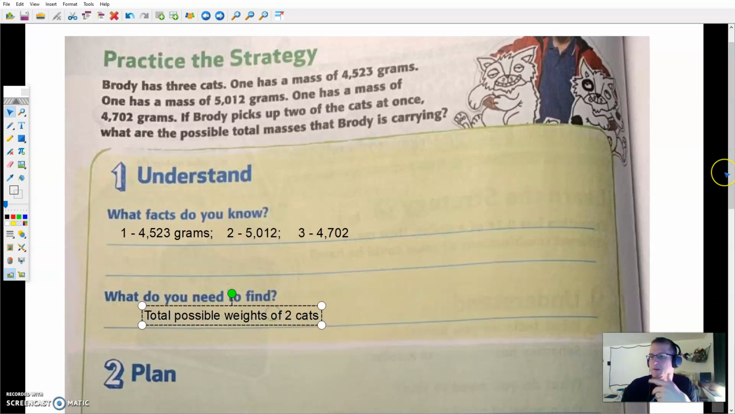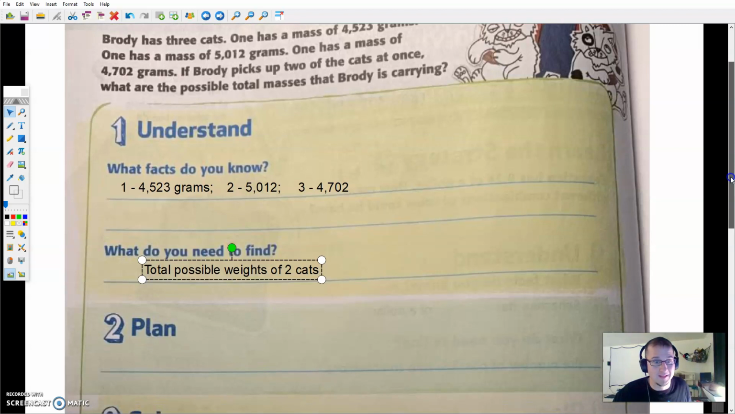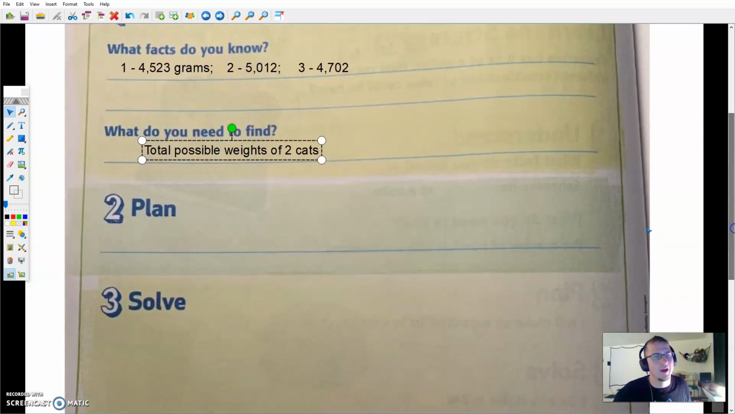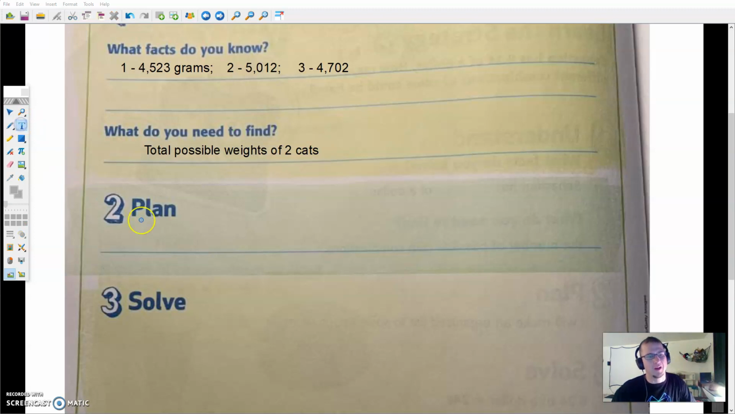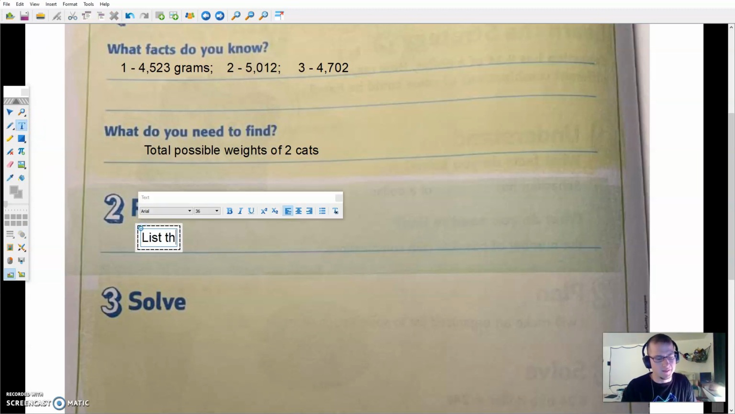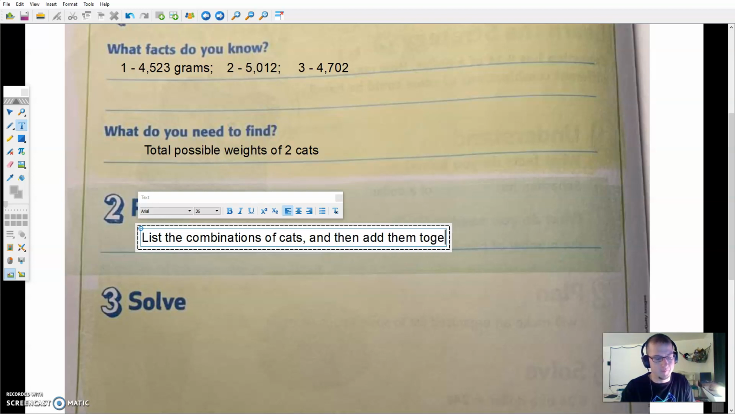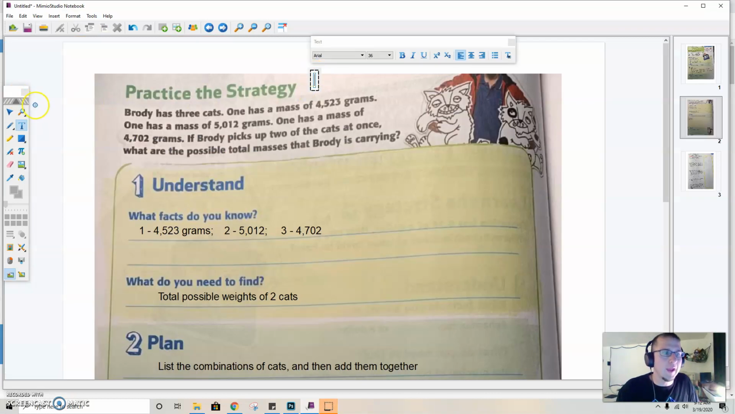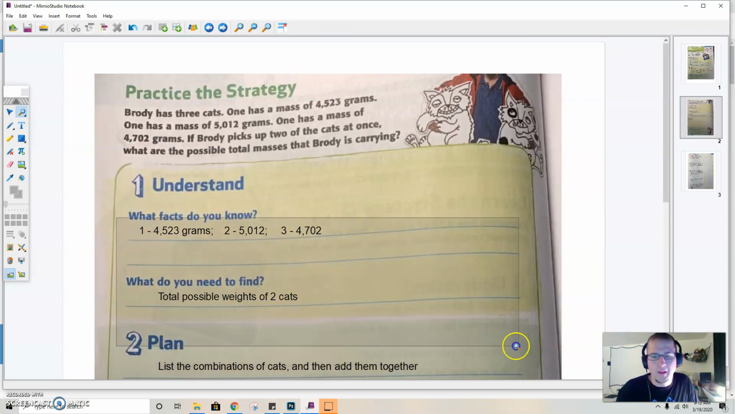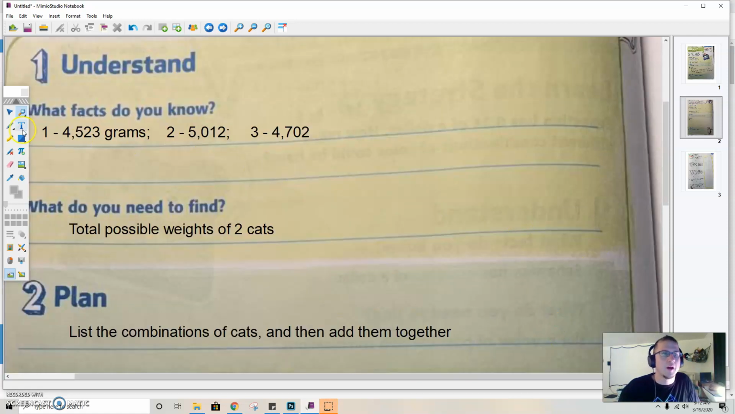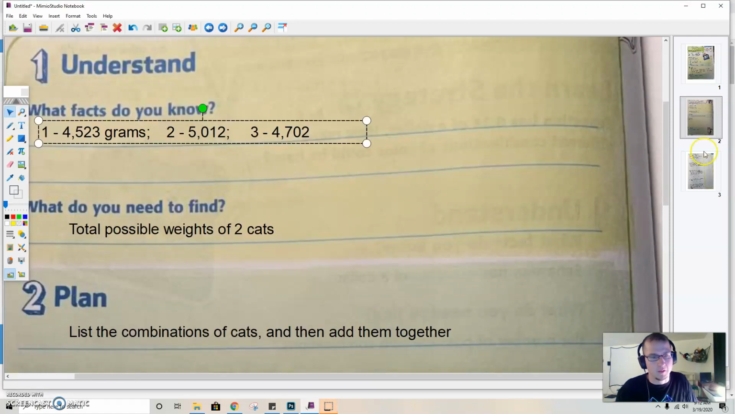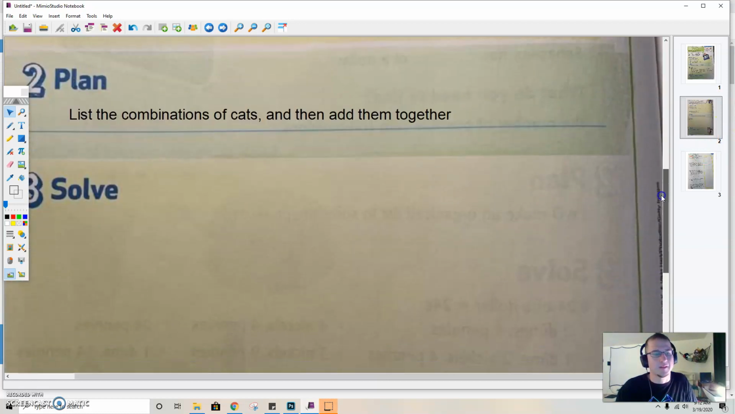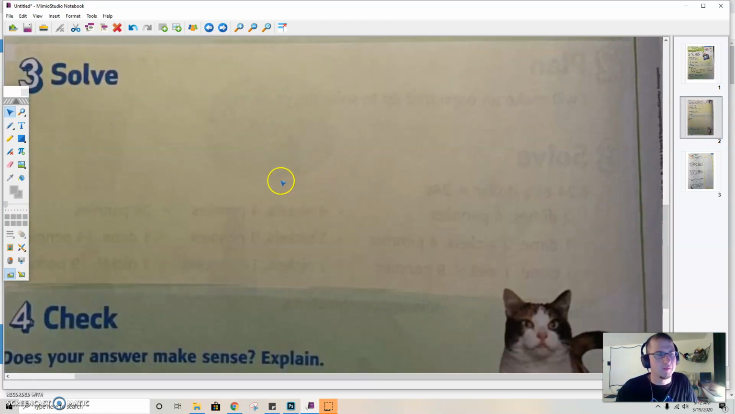Okay, so when it comes to actually doing some of the math down here, I'll write out, but for these few I'm going to type it. List the combinations of cats and then add them together. So, let's zoom back in on that, sorry. I'm going to bring this down a little bit lower so that I can see it here as well when we try to solve.